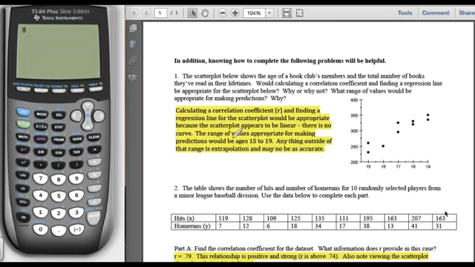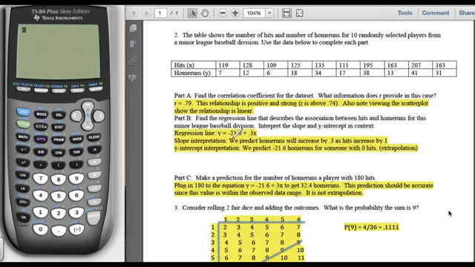Number 2 is going to be a calculator question from Chapter 4. This table shows the number of hits and the number of home runs for 10 randomly selected players from a minor league baseball division. We want to complete each part. So part A asks us to find the correlation coefficient, that's R, for this data set. And I want to know what information does R provide in this case. Well, to find R, you need your calculator.